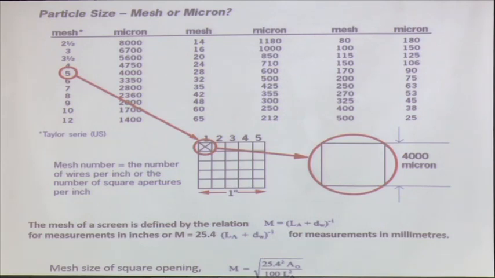I can give you a small exercise to calculate the mesh size of a screen. Maybe tomorrow, or maybe in the second half, I will bring that. For the mesh size of a square opening, I can just get into that: M = 25.4 S² A0 / (100 L²). If I put the values into the previous equation, I will simply get that.